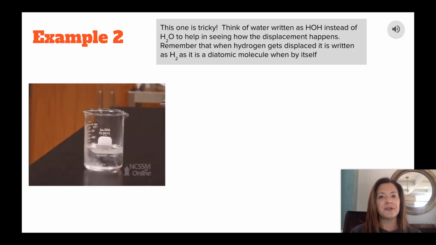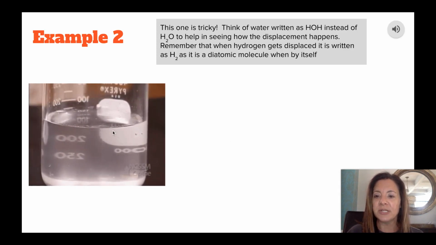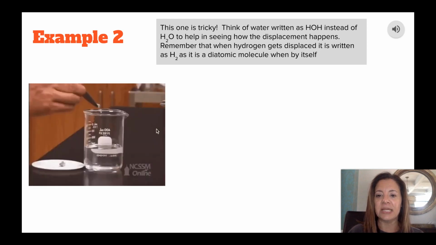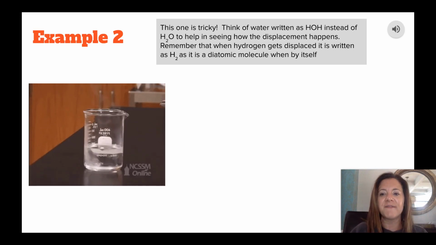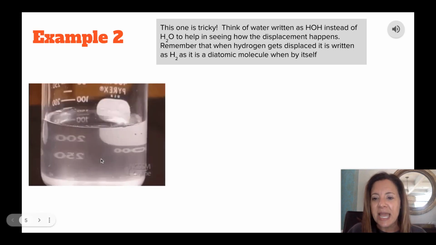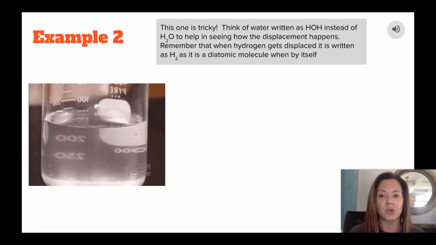Here is another example of a single displacement reaction. So if I take a piece of solid sodium and I put it in water, I notice that I get a reaction, and the sodium will kind of go along the surface of the water. We can see evidence of some gas being formed there. So we do have a reaction occurring.